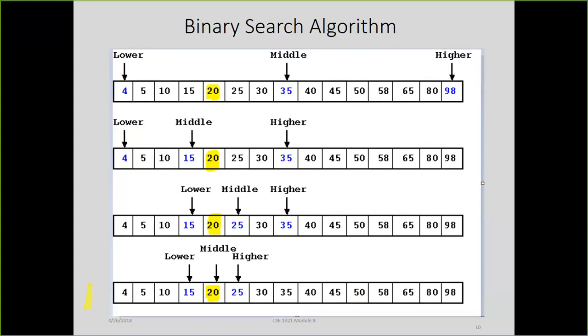But if you use a linear search algorithm, you have to go through all the elements. First pick up 4 and test whether it is 20. You say no, then you have to go through all the elements one by one.